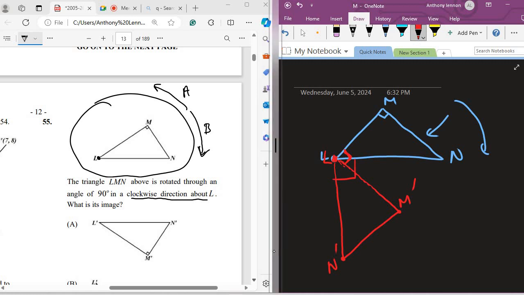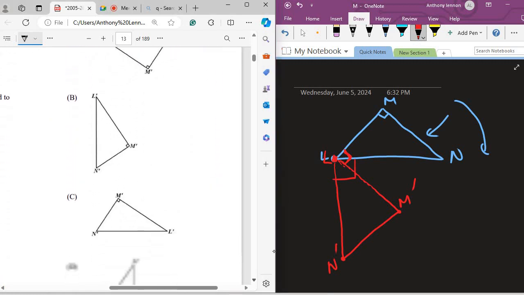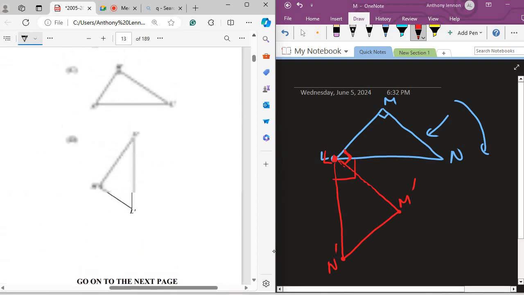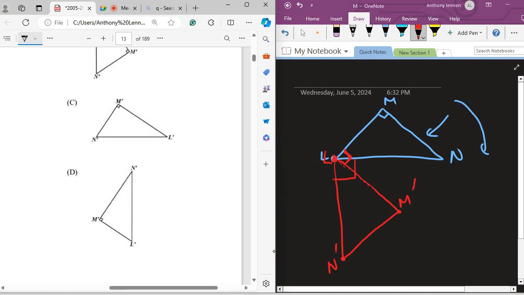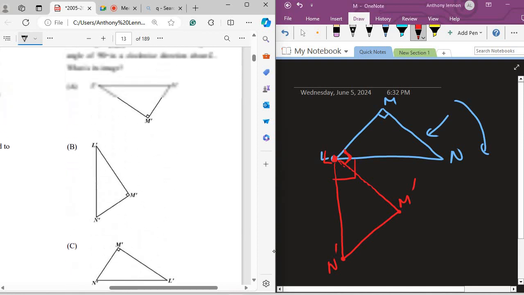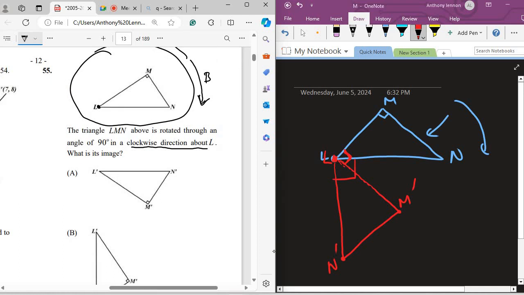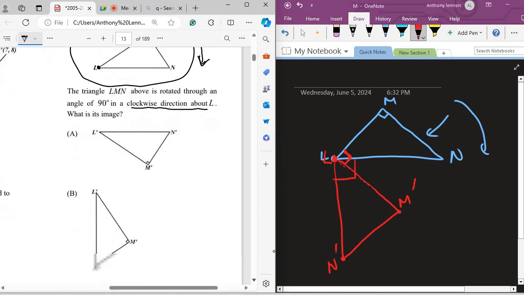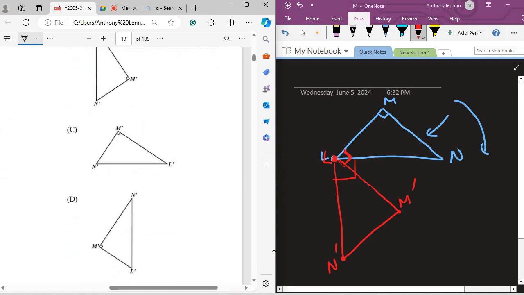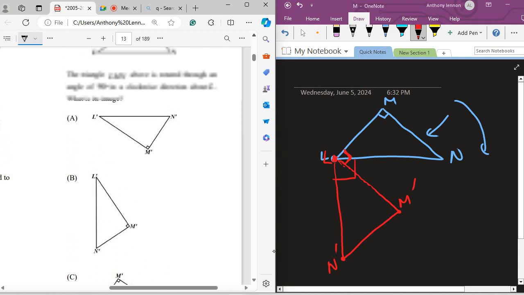So which one of those should we have? Is it going to be A, B, C, or D? Which one looks like that? Remember, if we rotate it around L, L should not move. So which one is going to be the answer? Which one looks like the shape that I have? Well, it's definitely not C or D. Let's look at A and B. Compare, look at A and look at B. Which one looks like the one I have?